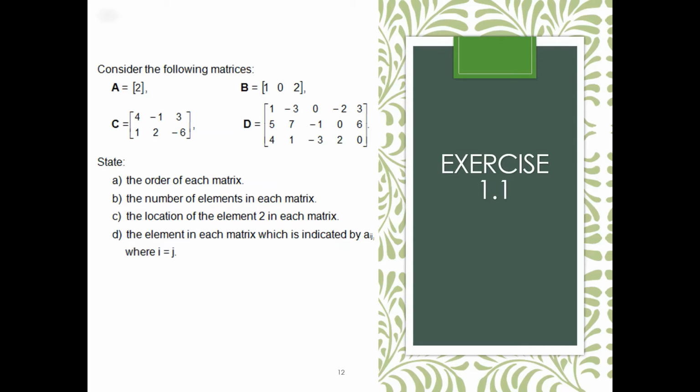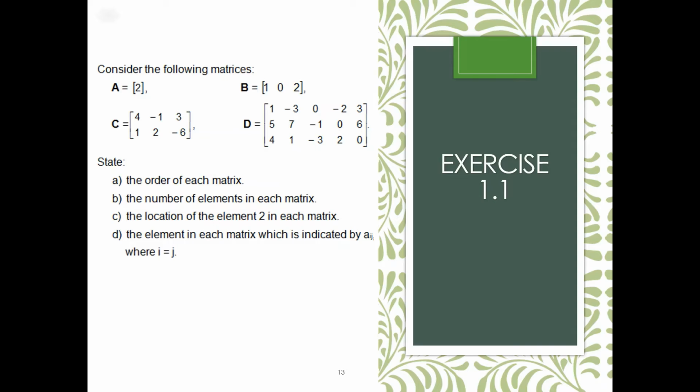The element 2 in matrix A is at A11, element 2 in matrix B is at B13, element 2 in matrix C is at C22, and element 2 in matrix D is at D34.